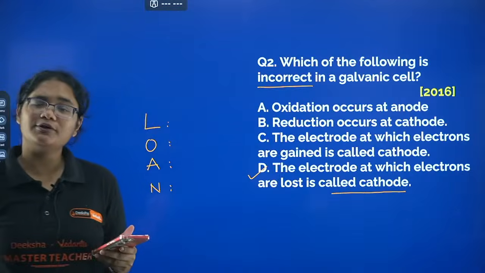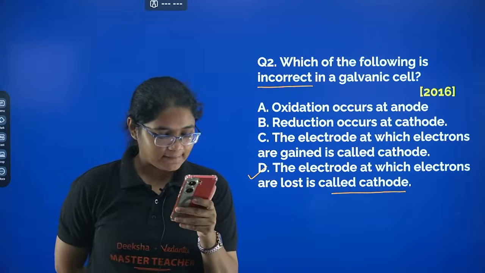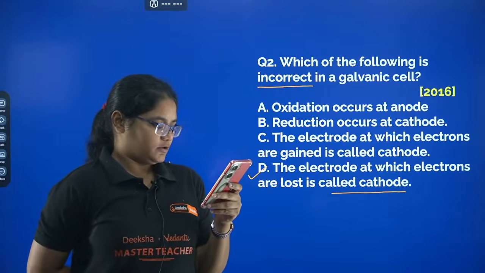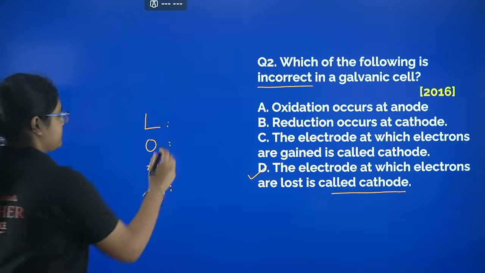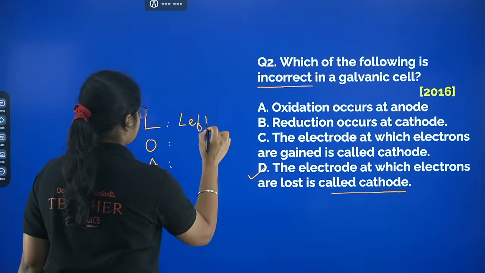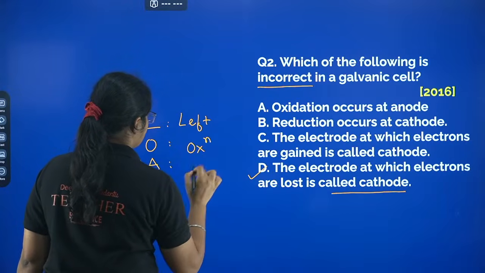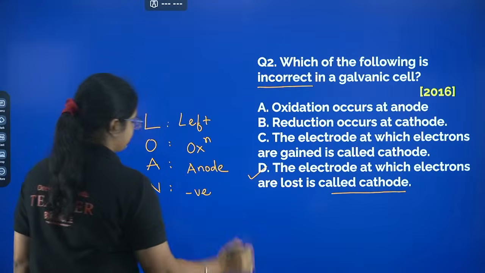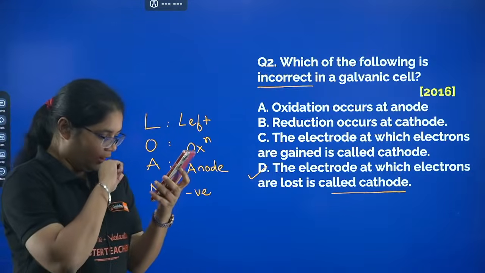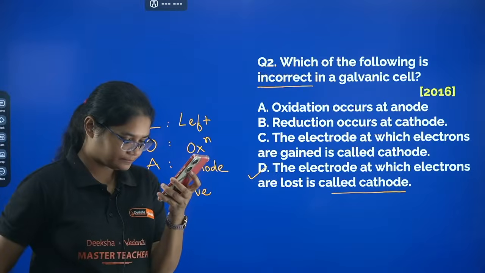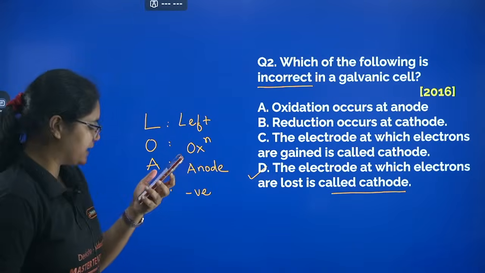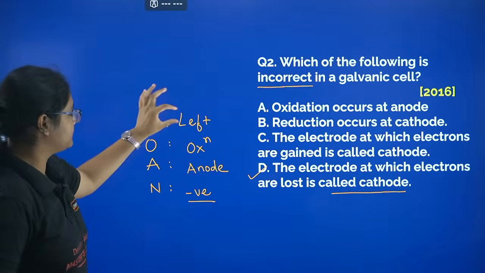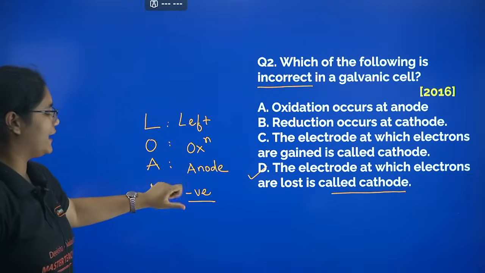So my dear children, you are not attending my sessions. Anyone? N. See, definitely this is left, oxidation, anode. Okay, this is negative. Yes, IIT JEE has given it: it is negative. Okay, left side oxidation, anode and negative.